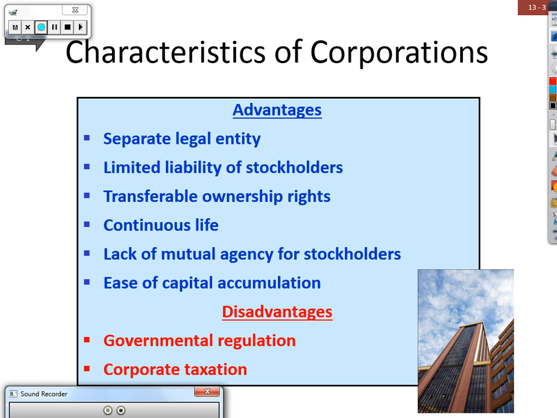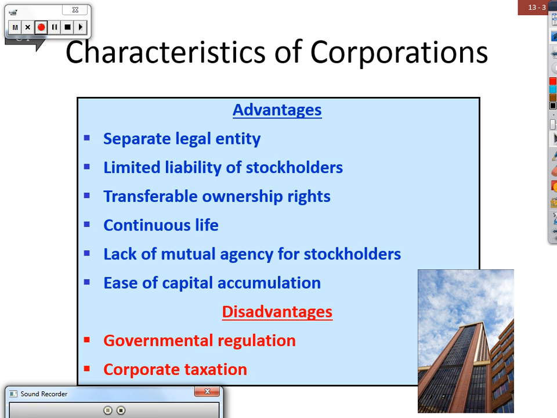Ease of capital accumulation. How do you think they raise capital in a corporation? What's the whole purpose of a corporation? It's run by who? Shareholders. Stockholders or shareholders. So that means the way that they're going to accumulate capital is going to be by what? Trading, selling, buying stock. That's how they accumulate capital.